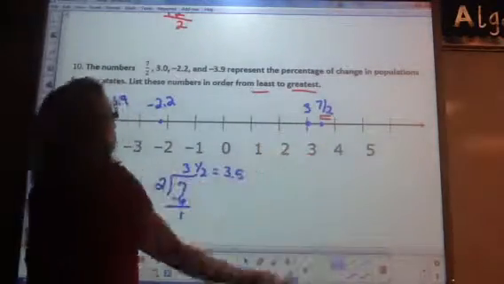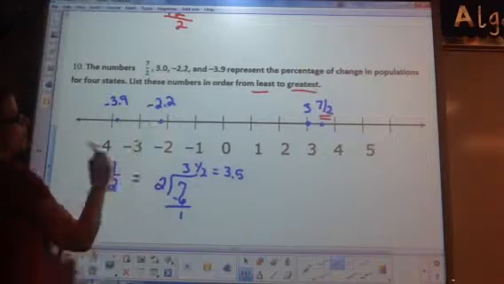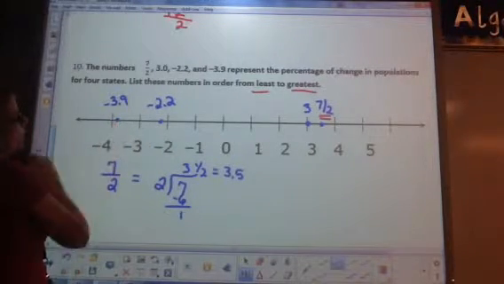3 is right here on this tick line. Negative 2.2 is a little bit to the left of negative 2. Negative 3.9 is just a little bit to the right of negative 4.